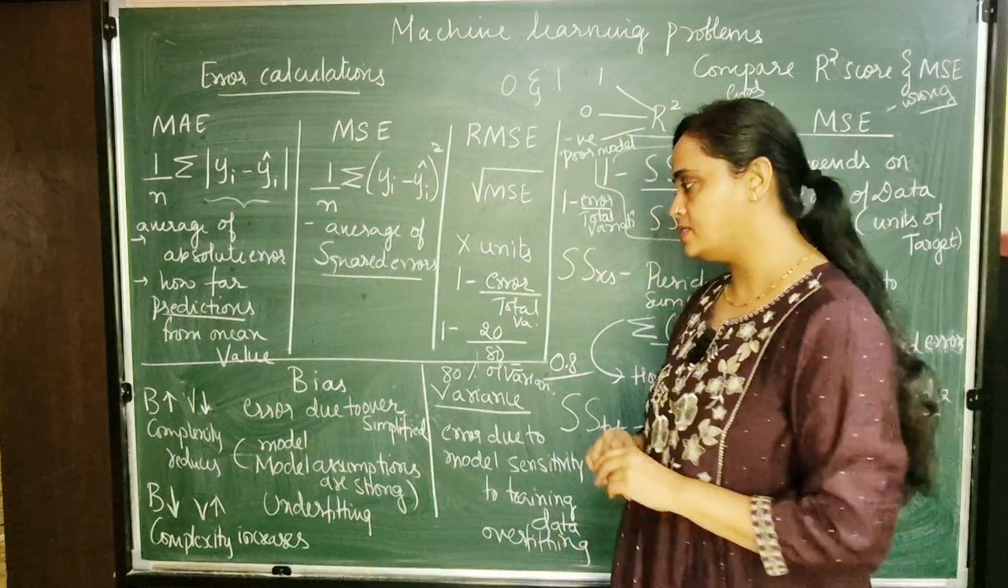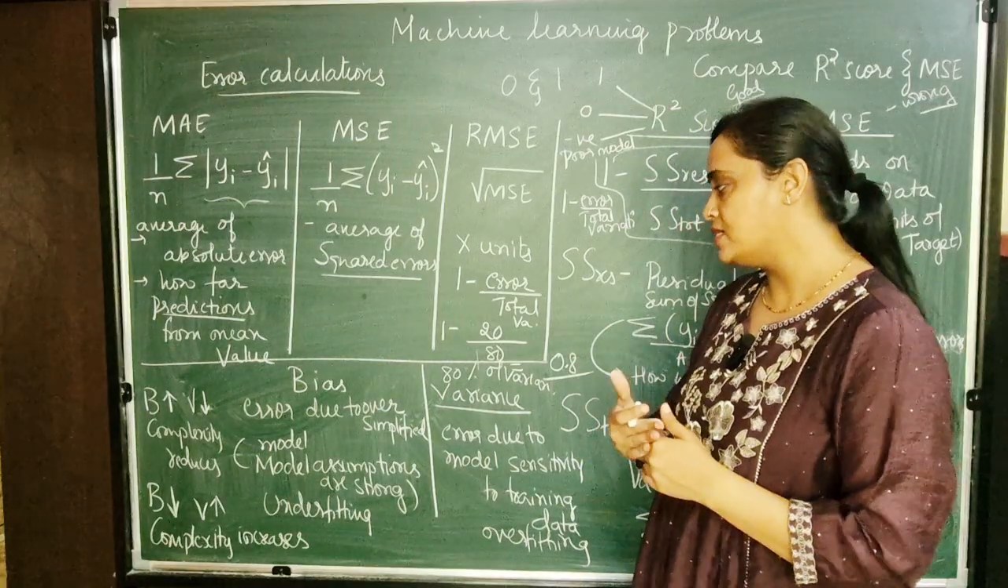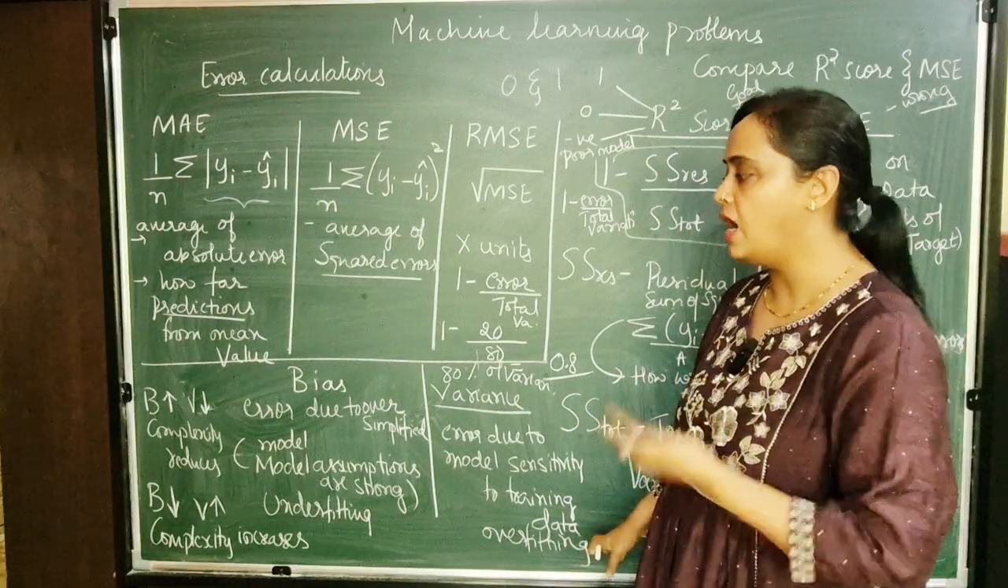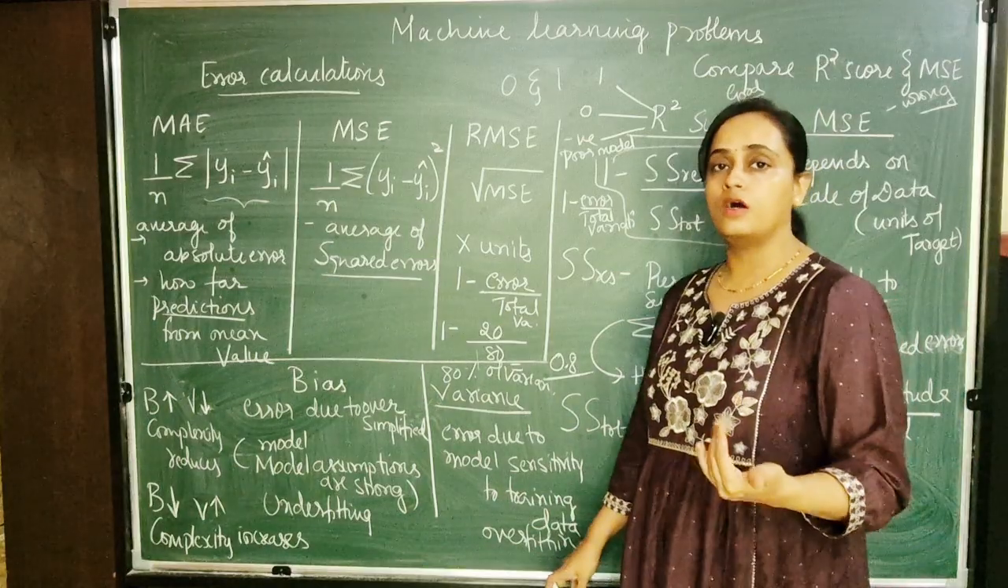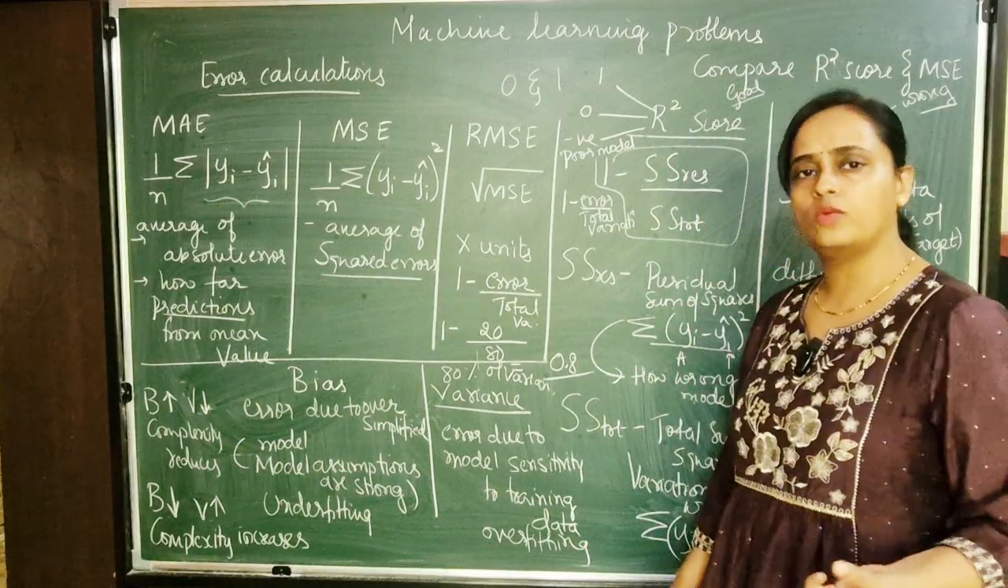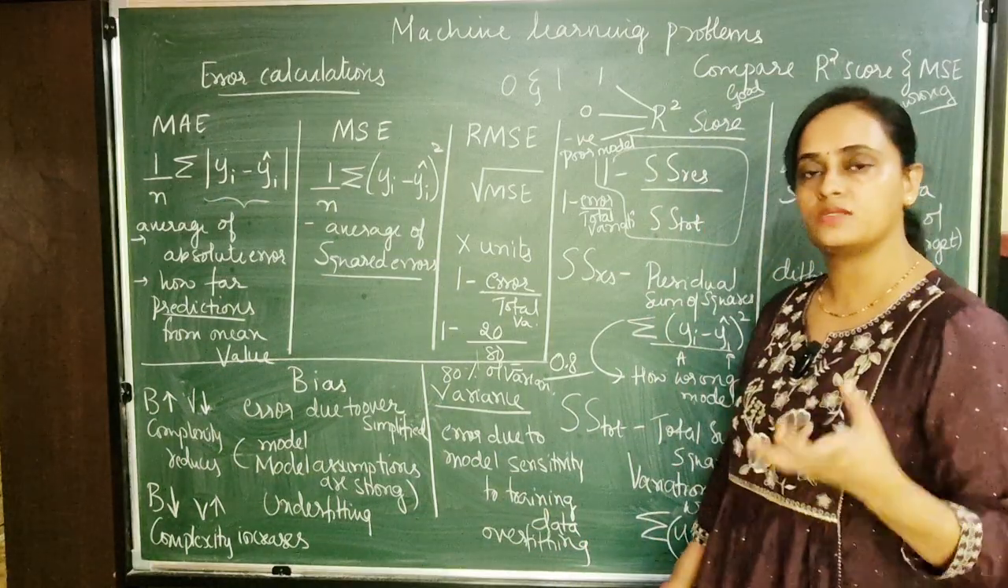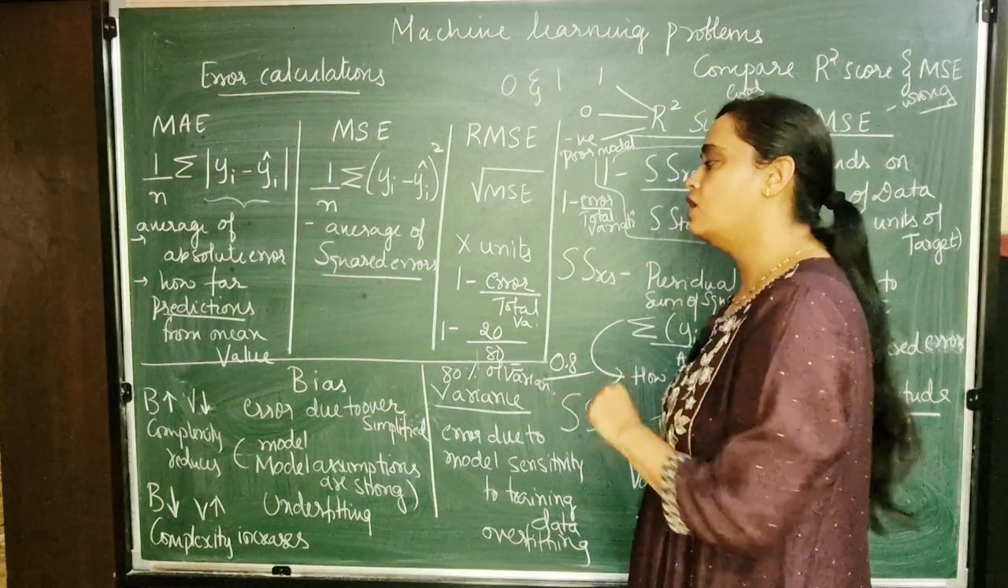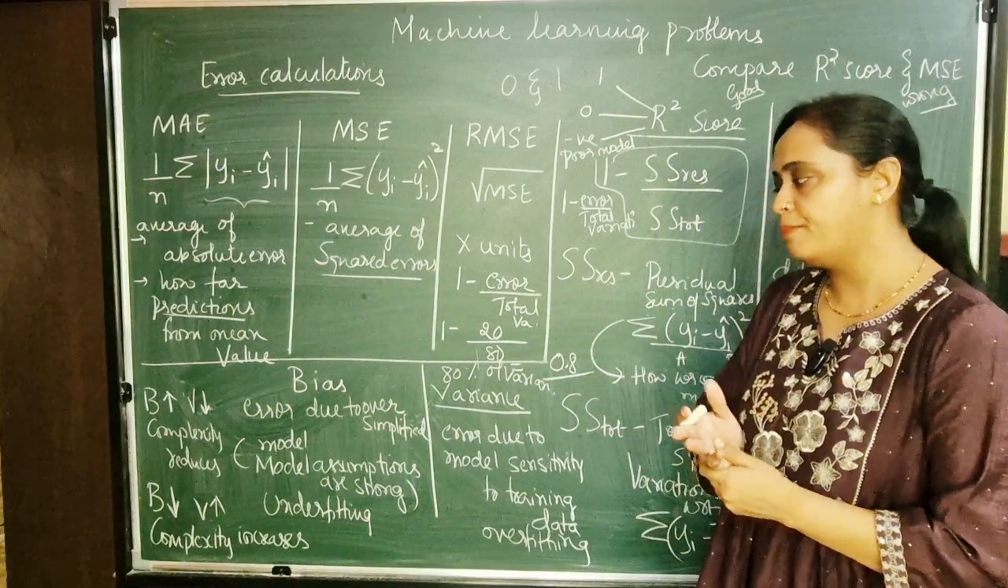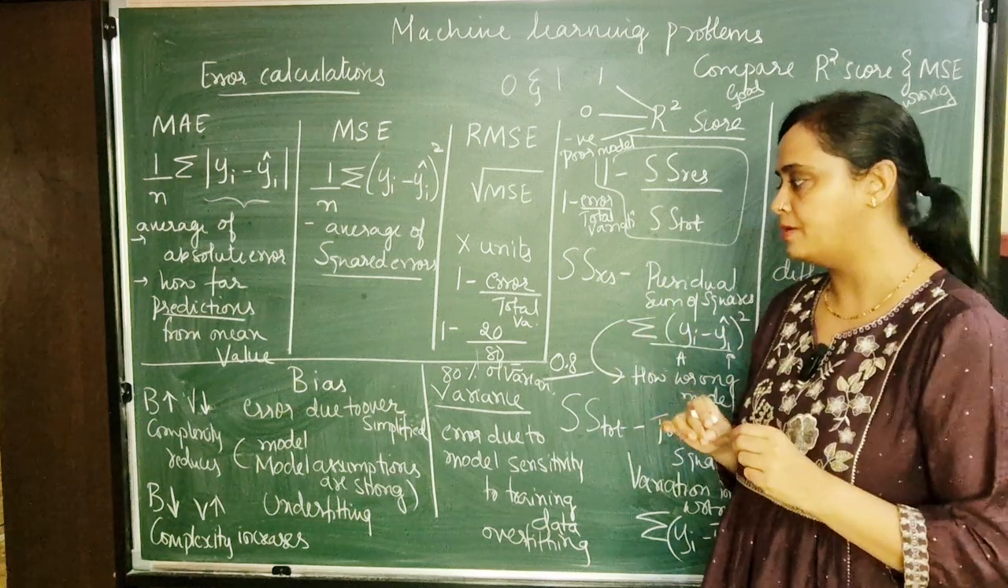Next, two different concepts: bias and variance. Sometimes this is asked in terms of real-world examples, where we need to understand what bias and variance are. If this concept is well known, you can take any example and map the concept.